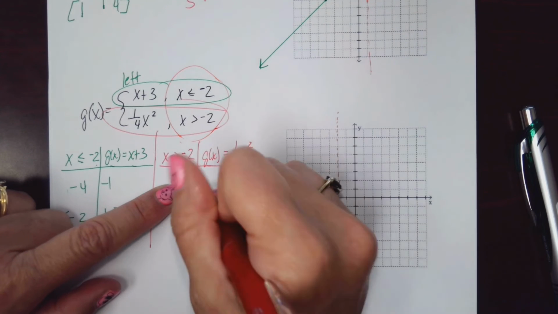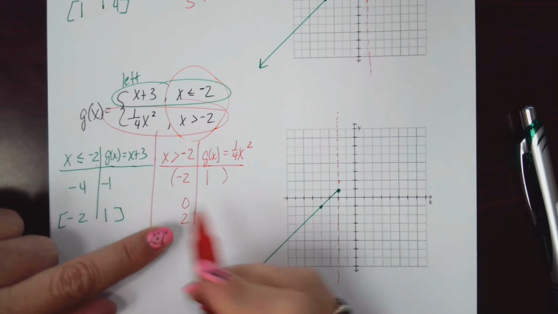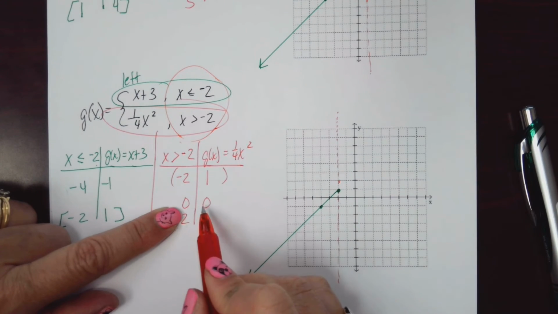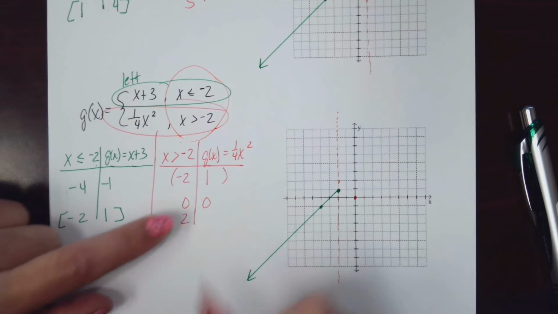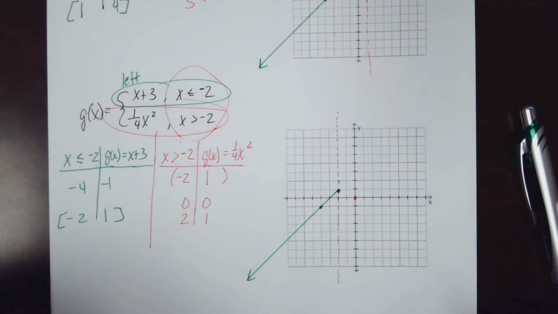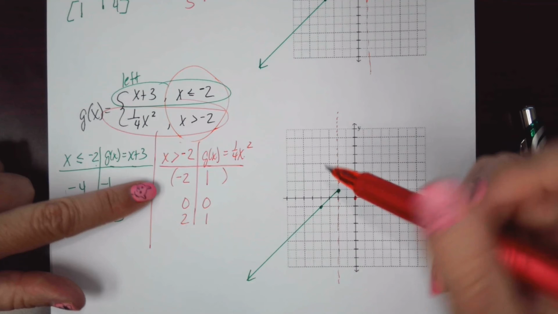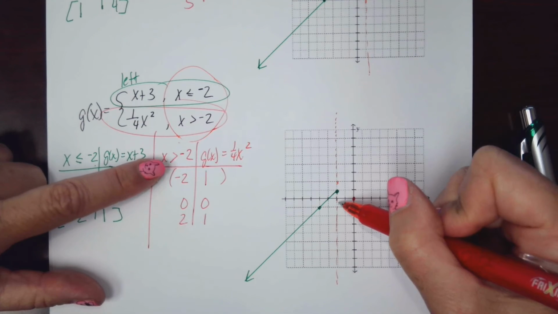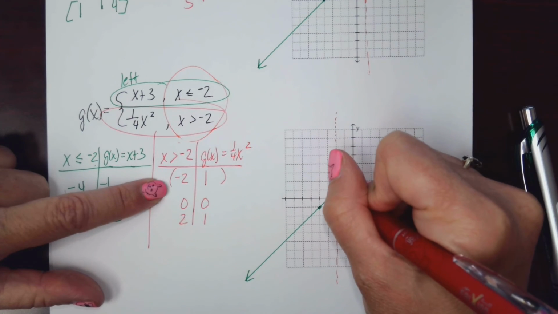1/4 of 4 is 1. 0 squared is 0. Anything times 0 is 0. That's my vertex at the origin. We were expecting that. And then 2 squared is 4. 1/4 times 4 is 1. Okay, this is the starting place, the jumping off point where x is -2. But it's not inclusive in this piece, so it's going to be an open circle.